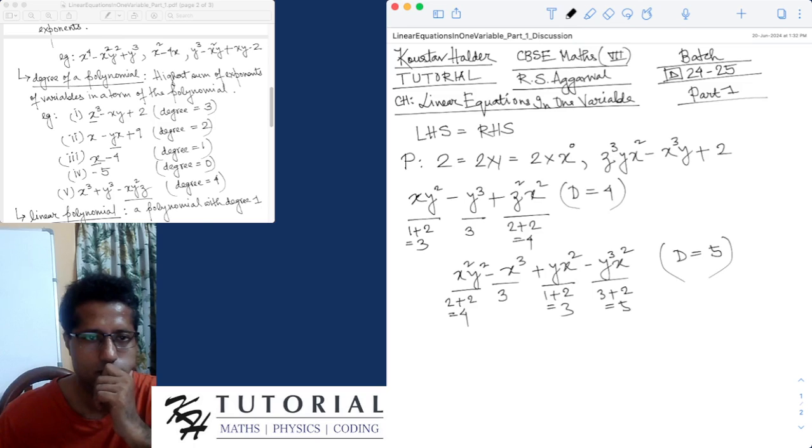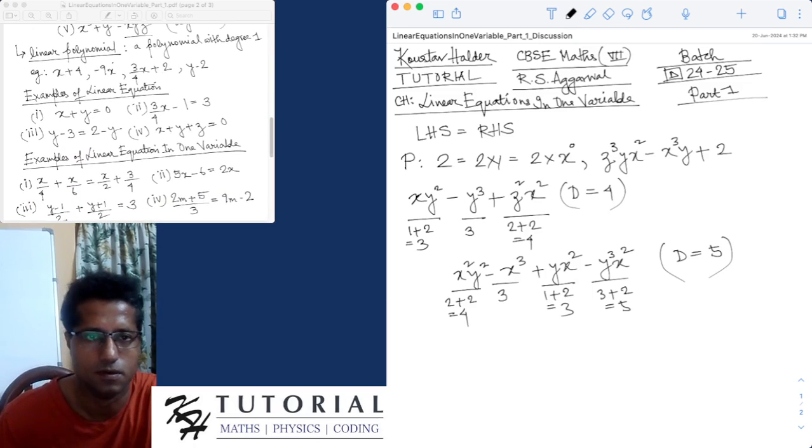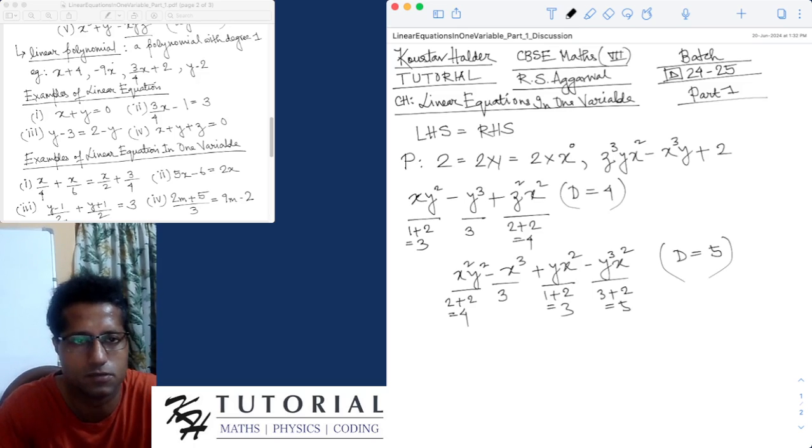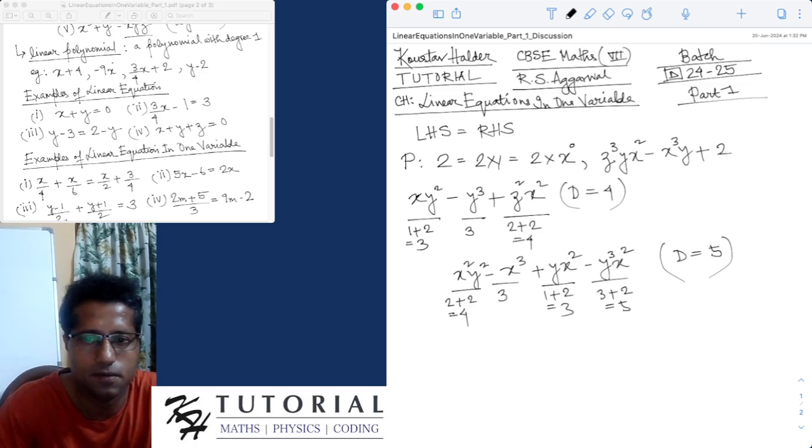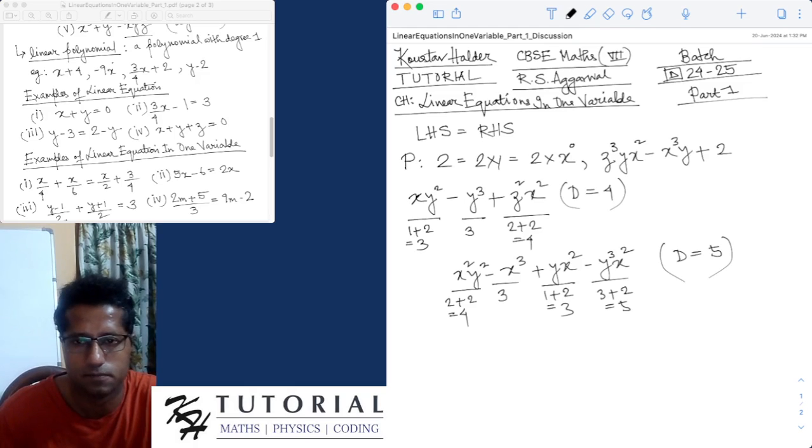Now what is a linear polynomial? A polynomial with degree 1 is known as a linear polynomial. It's very simple. You can see from the example that x plus 4 has degree 1 because the only term with a variable is x, and x means power is 1. Similarly minus 9x, the only term with a variable is x, it has power 1. Similarly 3x by 4 plus 2 and y minus 2, they are all polynomials with degree 1.